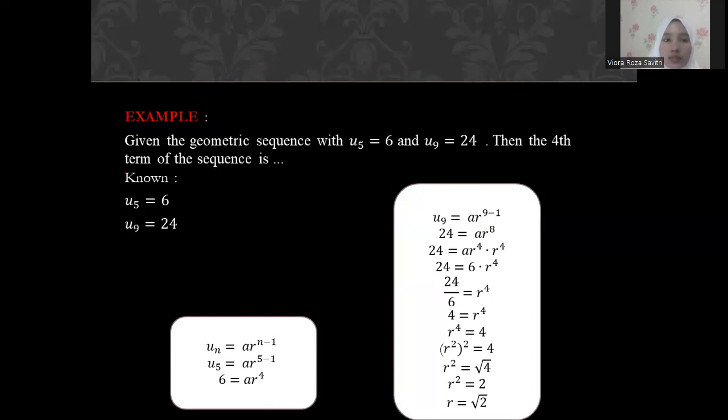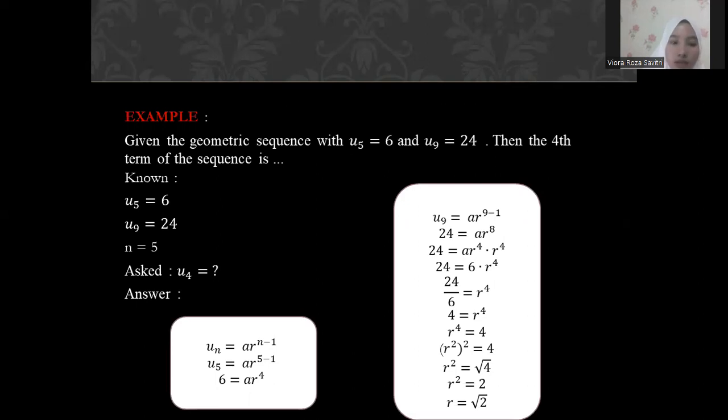Example: given the geometric sequence in which U5 is equal to 6 and U9 is equal to 24, then the fourth term of the sequence is? Now, U5 is equal to 6, U9 is equal to 24, N is equal to 5, asked U4. Answer.